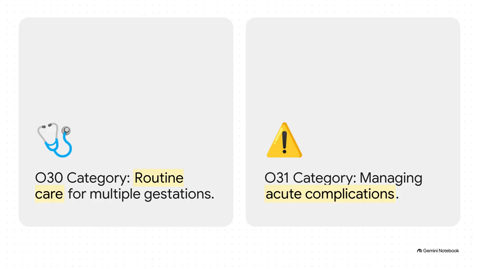But the O31 category is strictly reserved for managing acute complications that are absolutely specific and unique to multifetal pregnancies. You only shift over to O31 when the issue at hand is a direct complication of the multiple gestation itself, not just general routine care or a standard maternal disorder. Drawing a hard line in the sand between routine surveillance and acute complication management is your very first step.